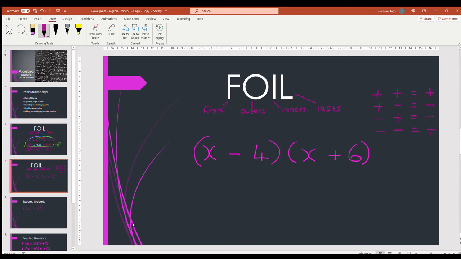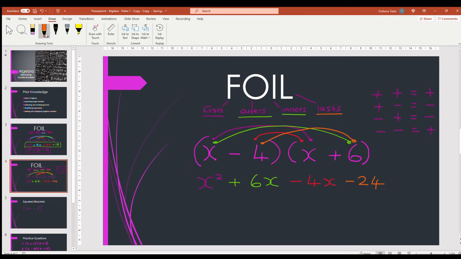So let's start by multiplying the first, which is x by x, and this gives us x squared. Then we'll do the outers, which is x and 6, and this is 6x. Then we'll do the inners, which is a negative 4 and x, and this gives us a negative 4x. And then the last. The last is the negative 4 and the 6, which gives us negative 24.